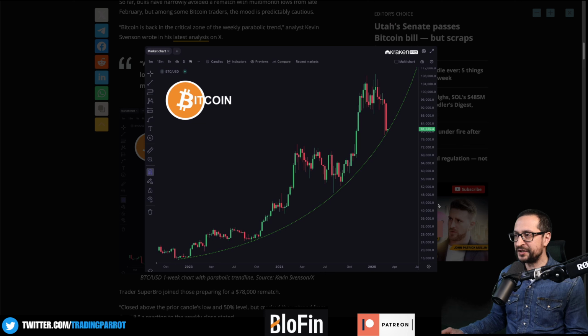The exponential chart shows that the current price of Bitcoin is right at the support of the exponential line.